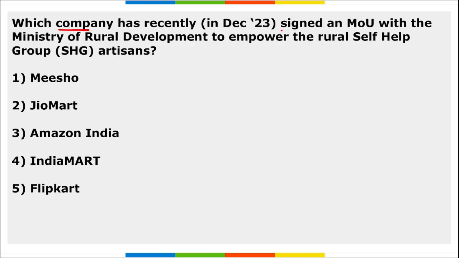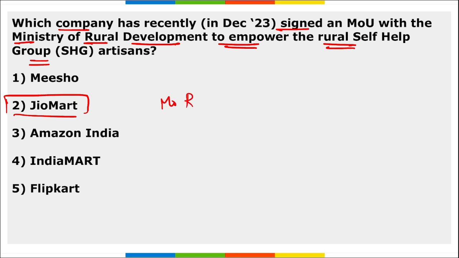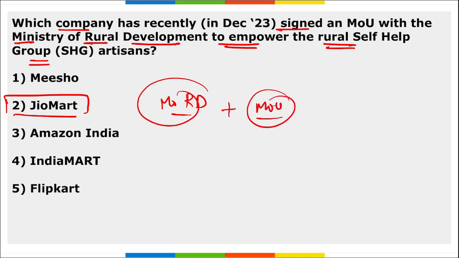Next, which company has recently signed an MOU with the Ministry of Rural Development to empower rural self-help groups and artisans? So which is that company? It is Geomart, right? The Ministry of Rural Development has signed a memorandum of understanding with Geomart. This will help the people of these self-help groups, these artisans, to train, to provide them with various skills and to help them grow.